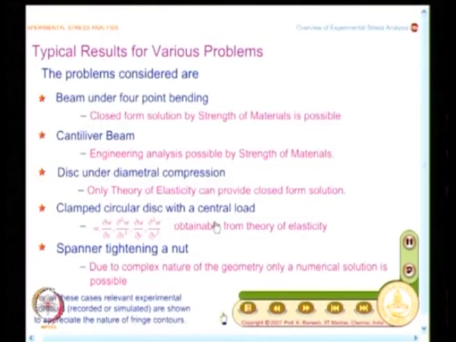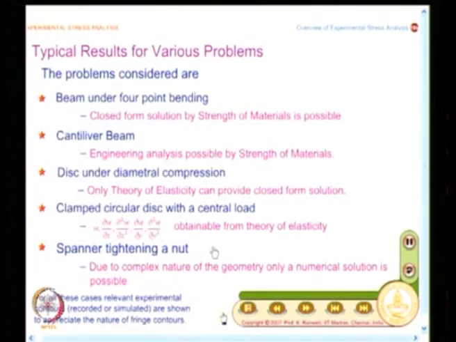And finally, what we will do is, we will go to the problem of spanner tightening a nut, and as I had told you earlier, due to complex nature of the geometry, only a numerical solution is possible for this problem, and that is what we are going to see.